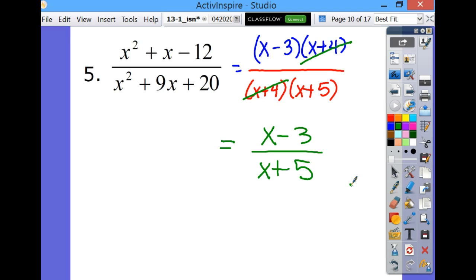Do you remember how to factor? Would you please complete the next problem for me?